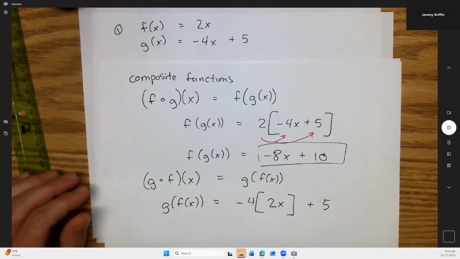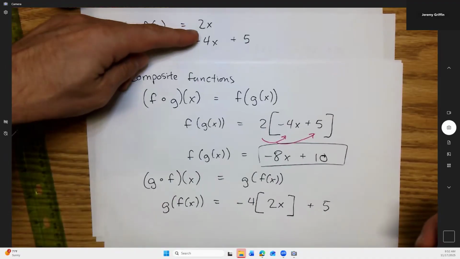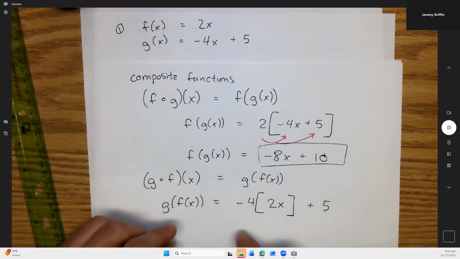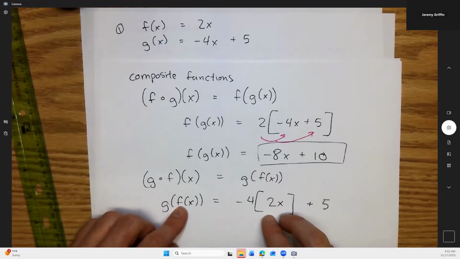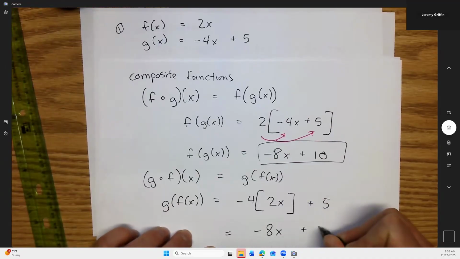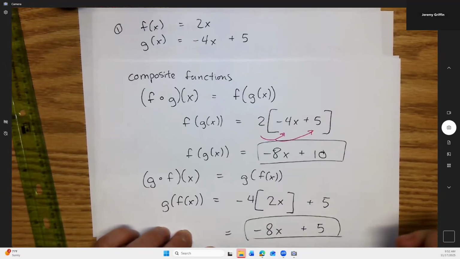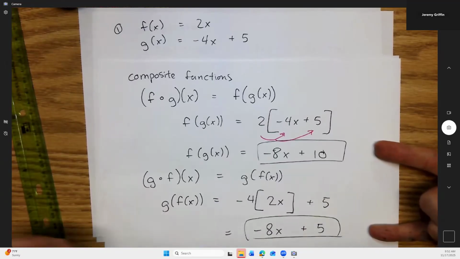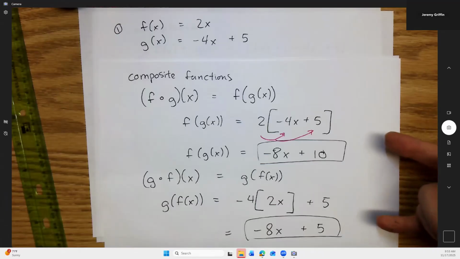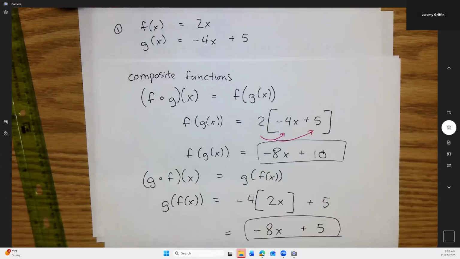But if this was more complex, like if this was an x squared, then I'd have to square that whole term or something like that. So everywhere x is, I'm just going to swap in the whole function f of x. And this turns out to be negative 8x plus 5. Notice that these came out different from each other, and they usually do. They don't have to necessarily, but they usually do. So g of f and f of g could be two different things. Guys, good with those? All right.